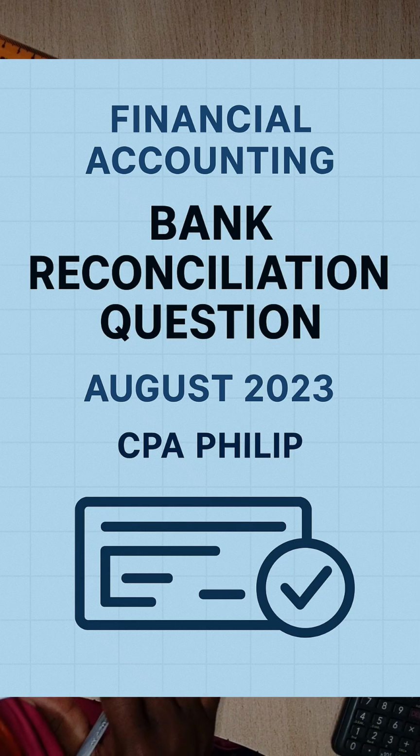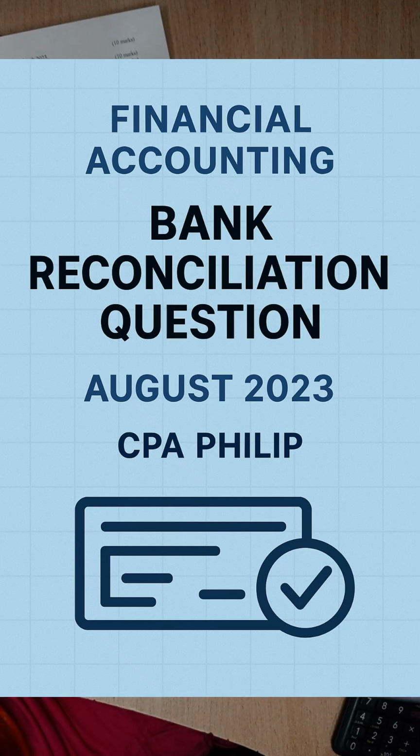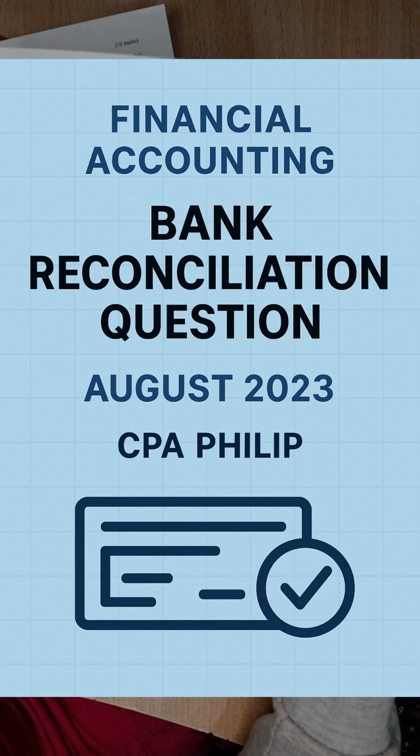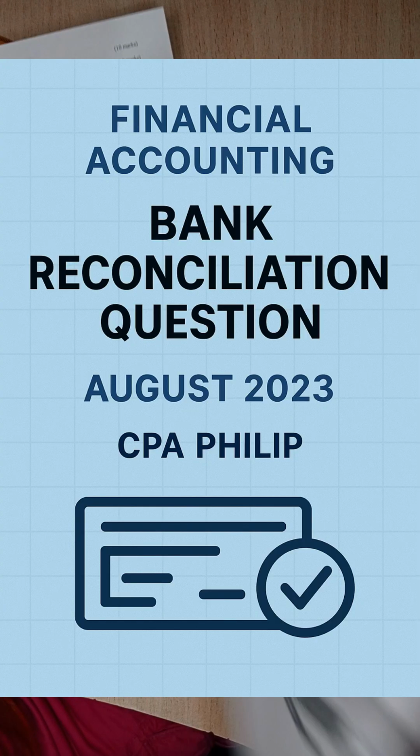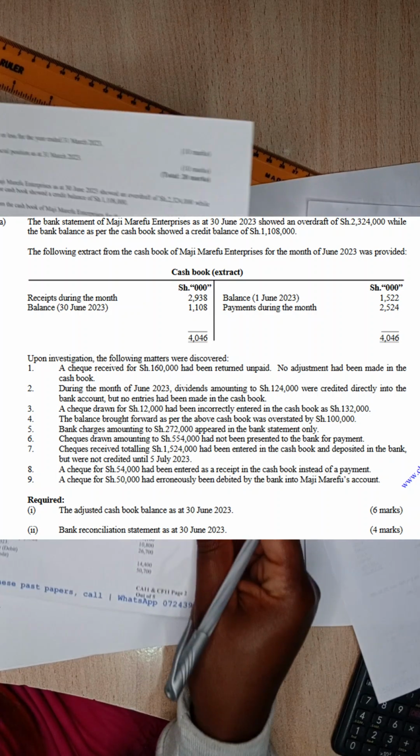Today, I want us to solve a question on bank reconciliation, which was in August 2023, question 2. August 2023, question 2. So, I'm reading the question.